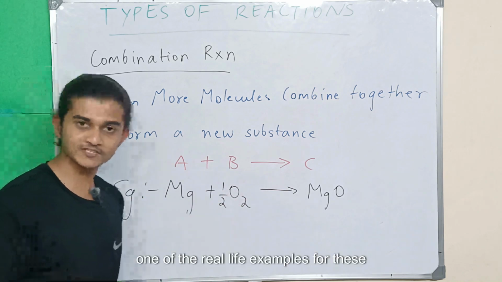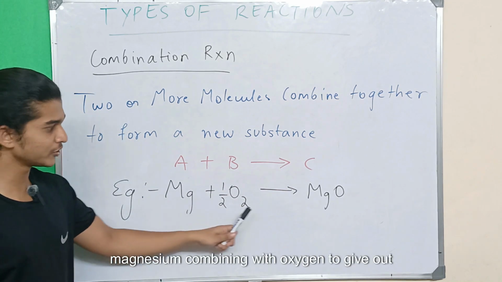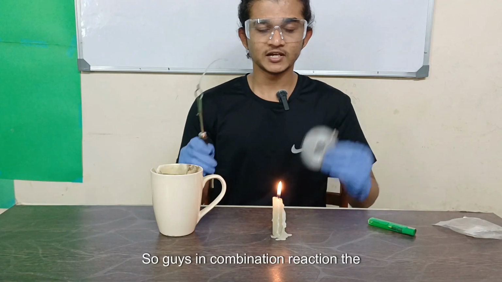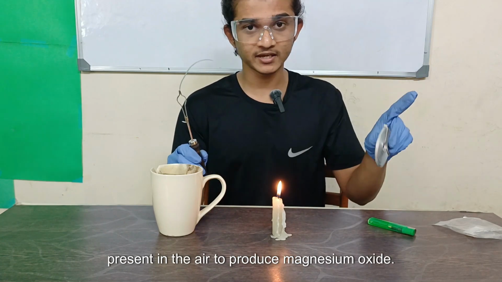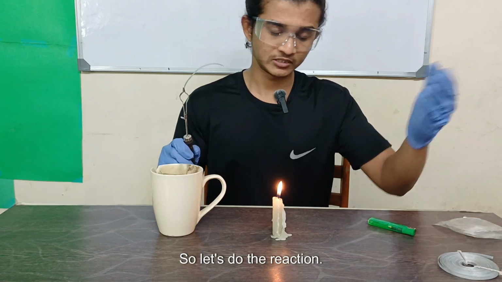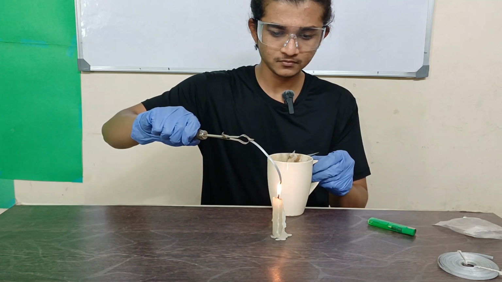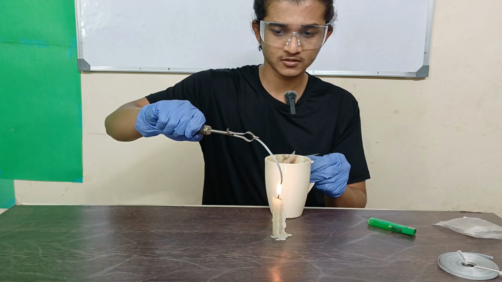One of the real life examples for this type of reaction is magnesium combining with oxygen to give out magnesium oxide. So let me perform this particular reaction. In a combination reaction, the magnesium is going to react with the oxygen present in the air to produce magnesium oxide. So let's do the reaction. I'm gonna light this up. Please don't try this at home. All these experiments are a bit dangerous.